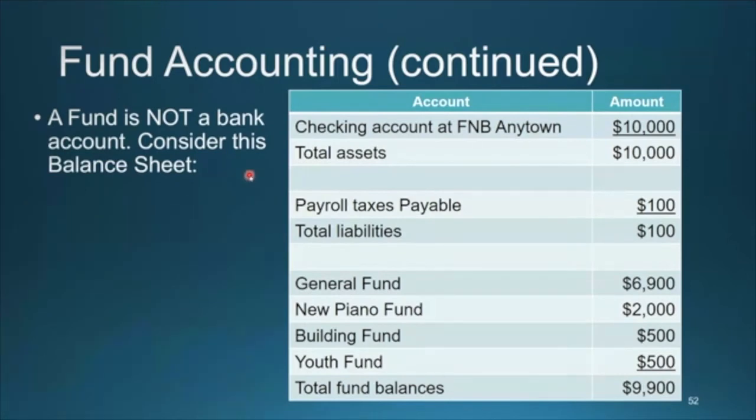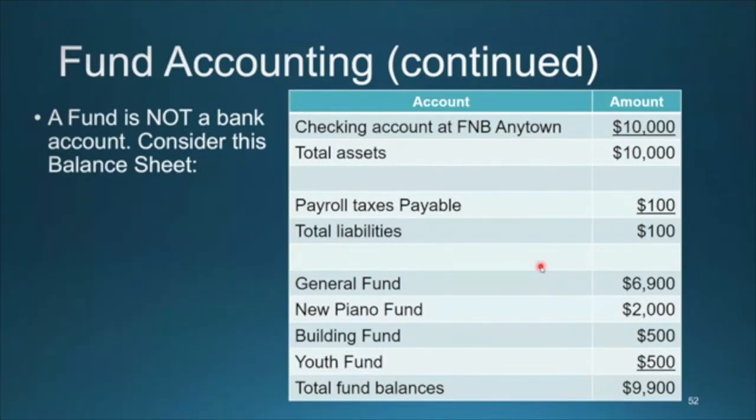You'll see in the example, we have one checking account, and at the bottom in the equity section, we have 4 fund balances. $10,000 in cash, and then $9,900 of that cash belongs to these 4 funds, and $100 is due to the government for payroll withholding. So remember, a fund is not a bank account. You could have one bank account and you could run 20 funds out of it.